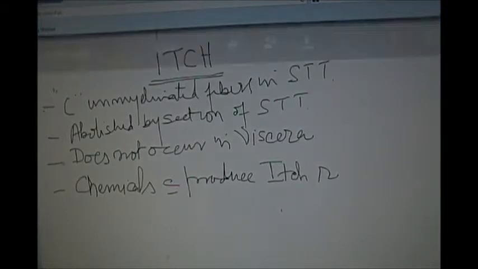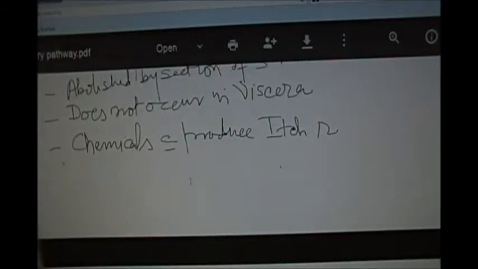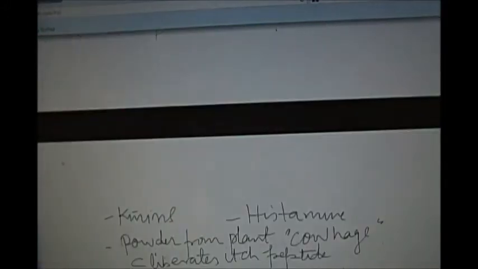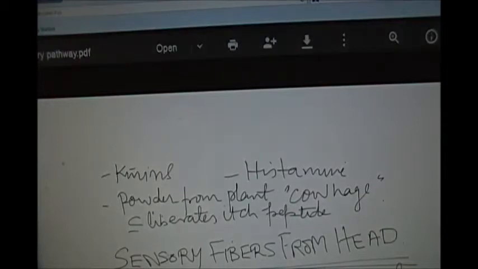What are the chemicals that produce itch? The chemicals that produce itch are kinins and histamines. What plant chemical produces itch? The powder from plant cowhage liberates an itch peptide.